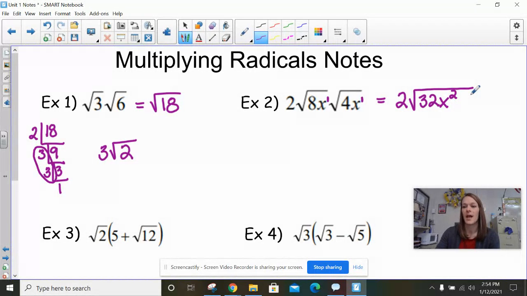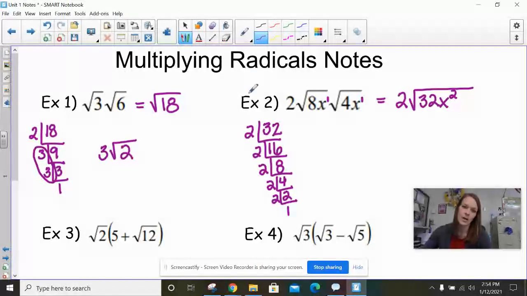Now I would have to simplify that. So I'm going to do that 32 real quick. I know I can divide by 2 and get 16, divide by 2 again and get 8, divide by 2 again and get 4, divide by 2 again and get 2, divide by 2 again and get 1. Circling pairs now, I have 2 pairs of 2's, so those are both going to come out of the radical, and then this 2 will stay under.